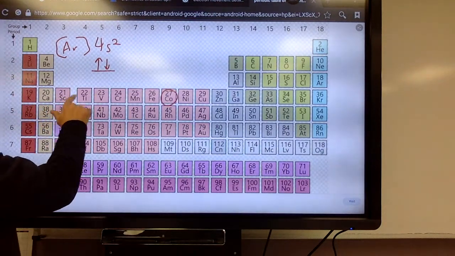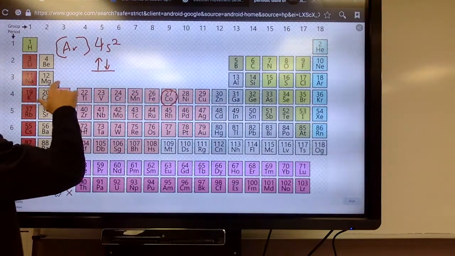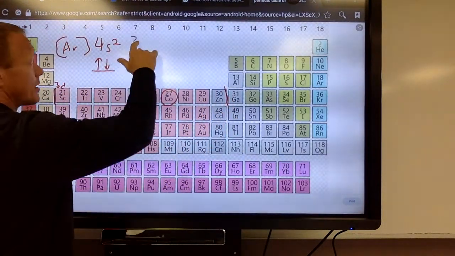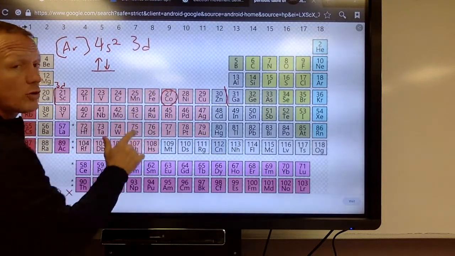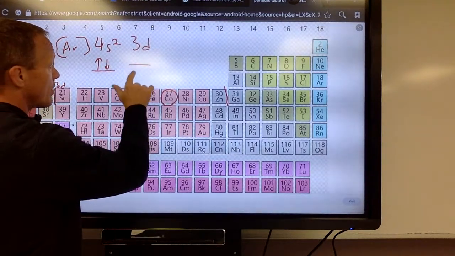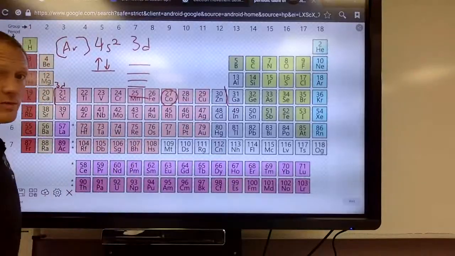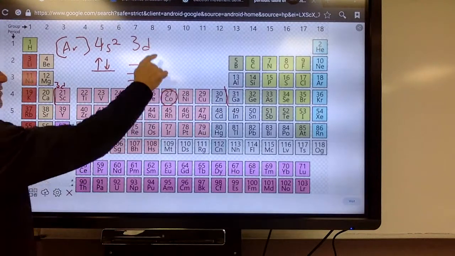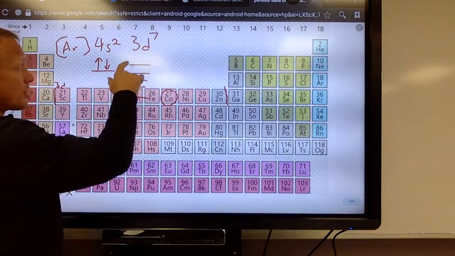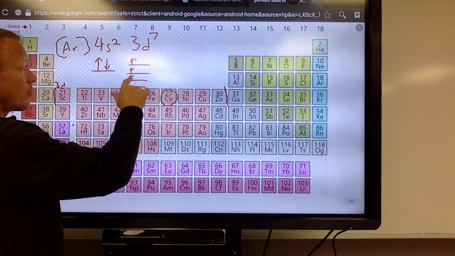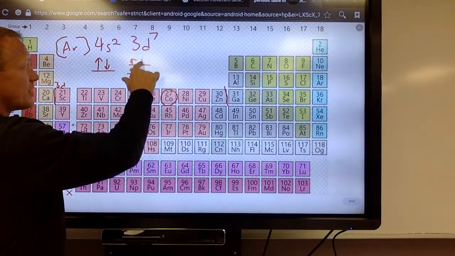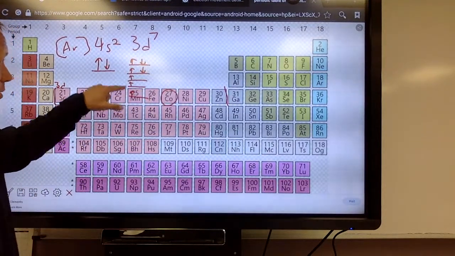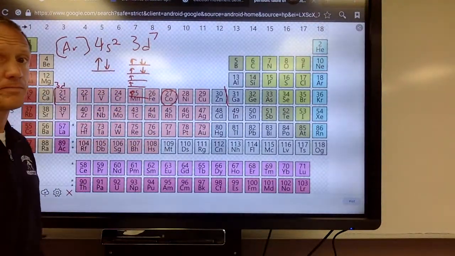After 4s comes 3d. Remember, this is the 3d, from there to there. Third energy level, d sublevel. And d's can hold 10 electrons, so we're going to have 5 orbitals. Sorry, I'm getting down in the periodic table there. We go 1, 2, 3, 4, 5, 6, 7 for cobalt. That means we're going to have 1, 2, 3, 4, 5, 6, 7 electrons. Electrons want to be unpaired when possible, so there's 7 of them in there.